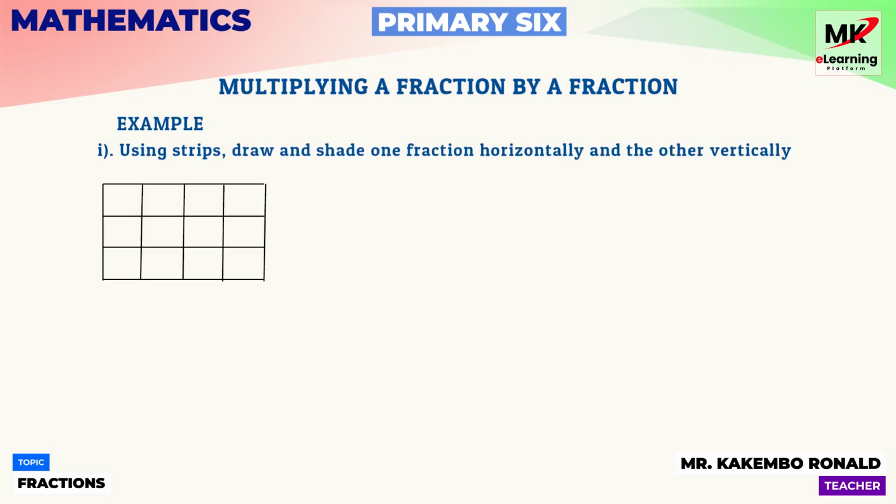I'm going to shade a strip with 3 parts, so that is one of the 3. I shade 1 out of 3. Then vertically I'm going to make 4 equal parts, and I shade one of the 4 pieces.